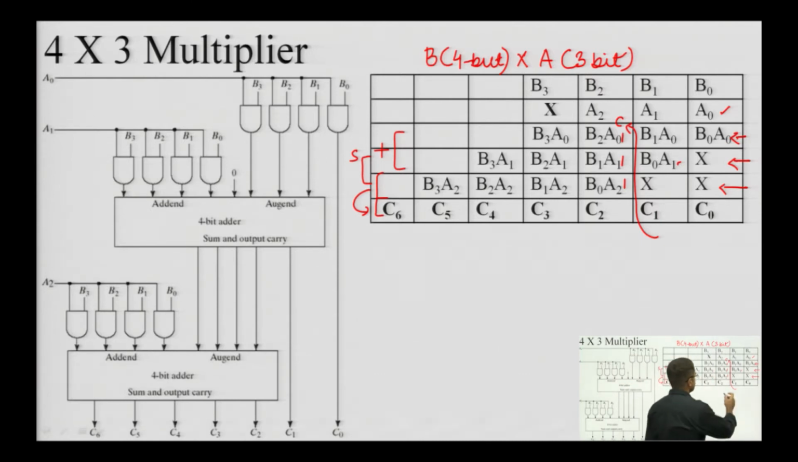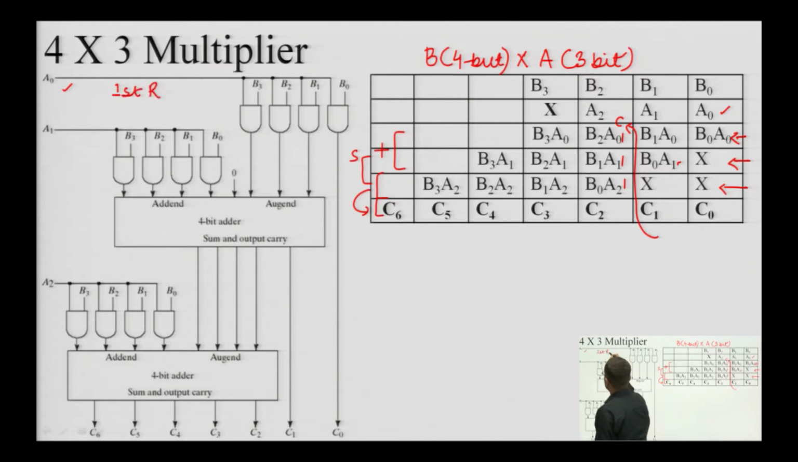So, the first row we can see that B 3 B 2 B 1 B naught are to be multiplied with A naught. So, you can check that B 3 B 2 B 1 B naught are being multiplied by A naught. This prepares the first row. Okay. So, this is the first row. Similarly, in the second row B 3 B 2 B 1 B naught has to be multiplied with A 1. So, this same B 3 B 2 B 1 and B naught are to be multiplied with A 1. So, we can see that 8 products are generated.